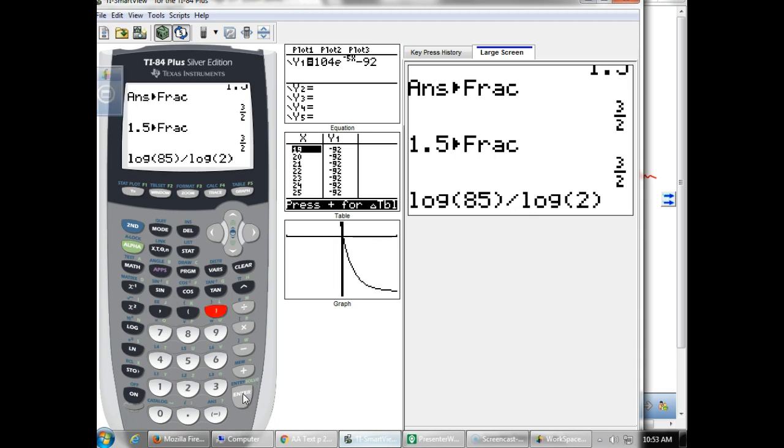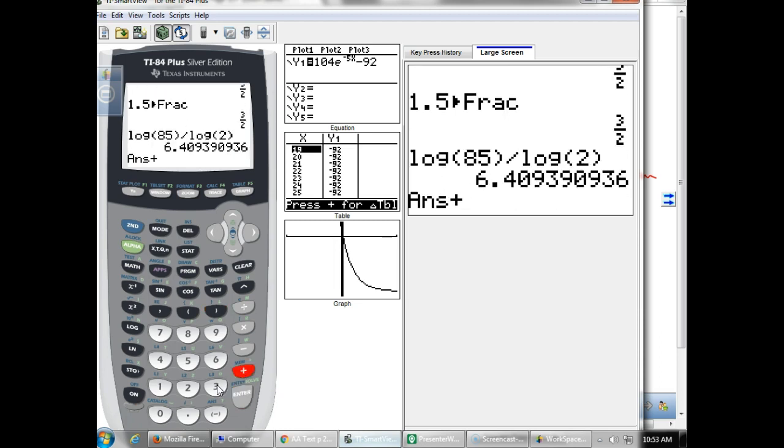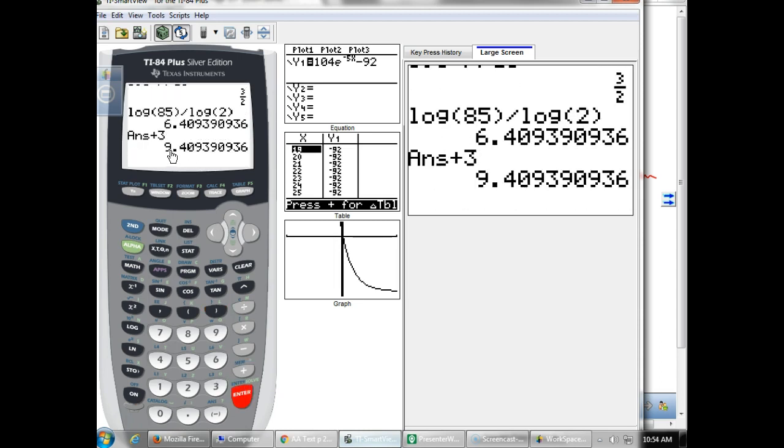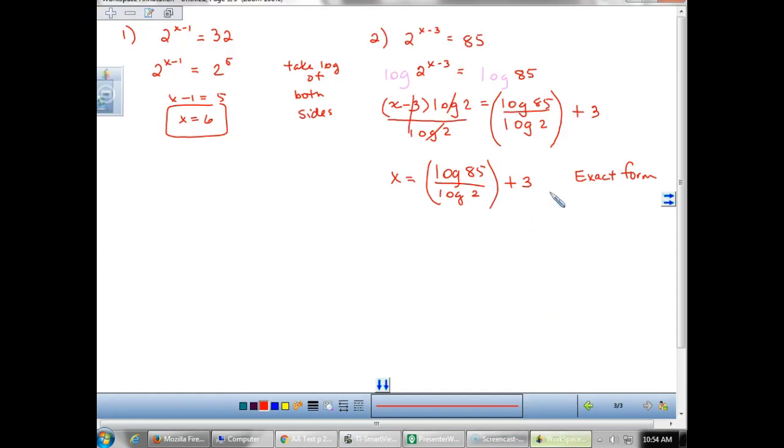Okay, get that value. And then add what? 3. So my answer is an approximate 9.41, which is approximately 9.41.